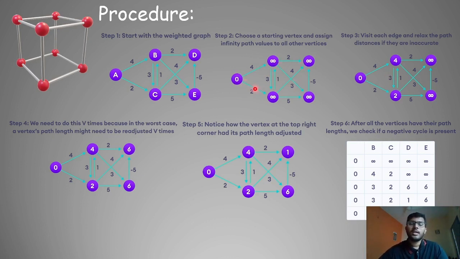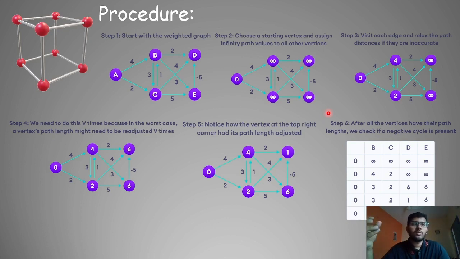Similarly, we shall start from the source vertex A to vertex C. The shortest path is 0 plus 2, which is 2, less than infinity. So we update the value of node C to 2. The corresponding graph looks like this. Now our aim is to calculate the shortest distance from the source vertex A to the vertices D and E. We shall first calculate the shortest distance to reach E, then we shall go for D.